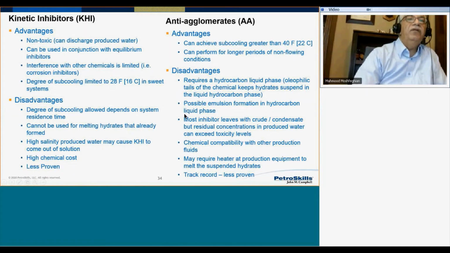Low dosage ones are used as well, and overall cost may come lower if you use the kinetic hydrate inhibitors or a combination with anti-agglomerate low dosage hydrate inhibitors.